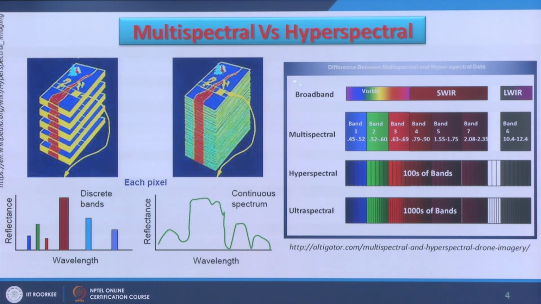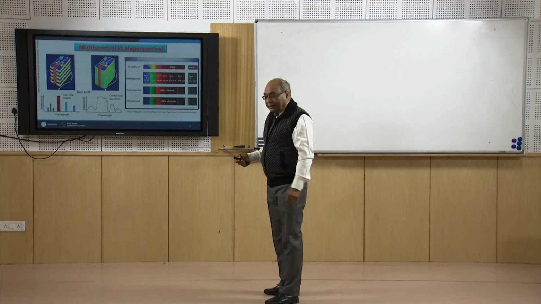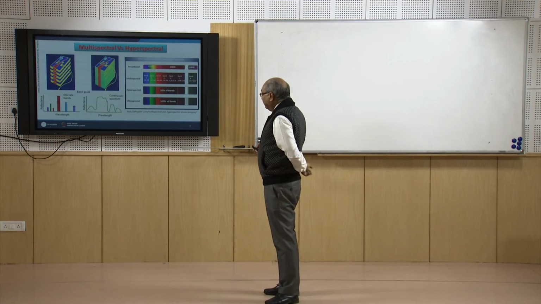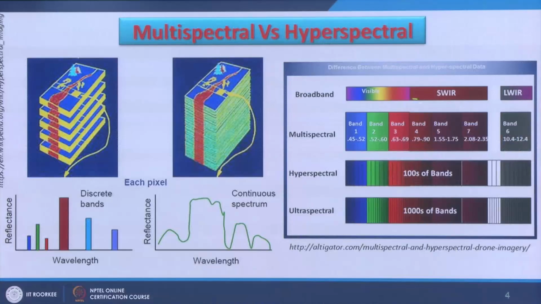Same way here, that broadband, we used to have very broadband, still we carry broadband in the visible part in panchromatic sensors, even on Landsat 8. There is a relatively quite broad band in visible and short wave infrared, long wave infrared, all these were very broadband. When we came to the multispectral, then the visible part was divided in three parts. Short wave was also divided in three parts. Later on in the hyperspectral, you are having continuous, and hundreds of such bands are there.